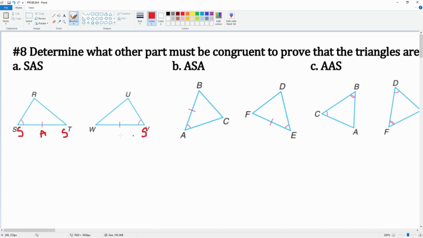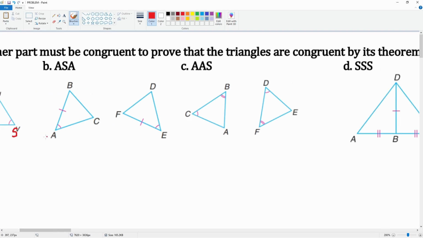Same thing here, side, angle, side. So the part that we're missing is angle T has to be congruent to angle W. So angle T has to be congruent to angle W to prove it is congruent by side, angle, side.